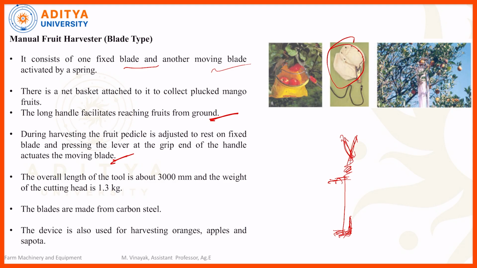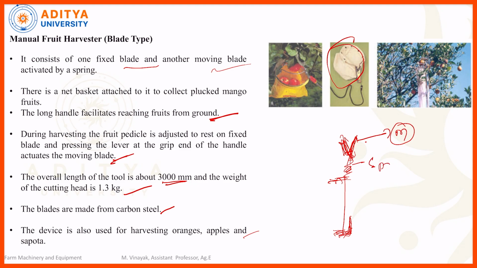The overall height of this harvesting tool is 300 mm and weight about 1.3 kg. The blades are made of carbon steel. This device is also used for harvesting orange, apple and sapota crops. The main thing we need to remember here is that two blades are there, one fixed and another a movable one. By using the movable one, the harvesting mechanism is accomplished.